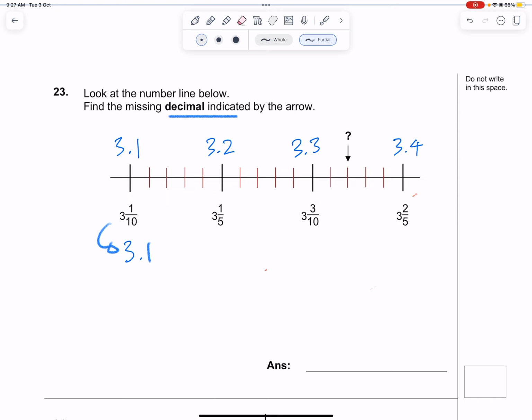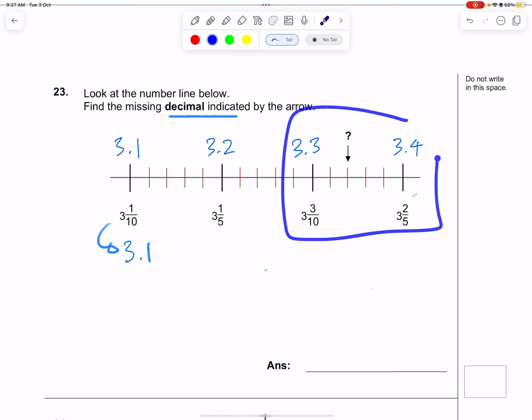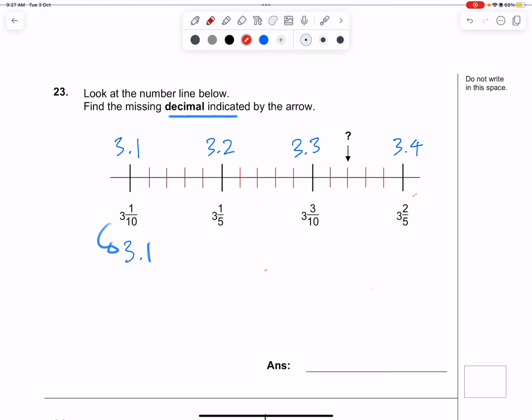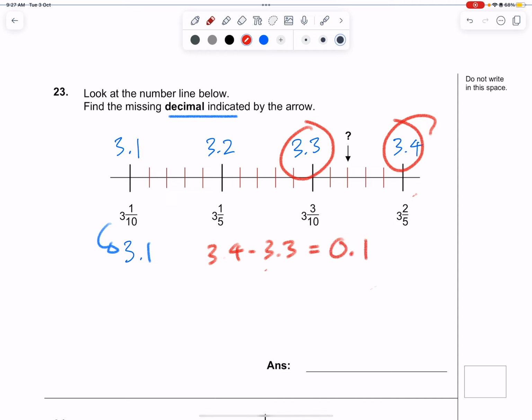Now that you have figured out the decimal values above, you can calculate this very easily. The first thing is you will take 3.4 minus 3.3. So your answer would be 3.4 minus 3.3. Answer is 0.1. So what does it mean? That means from here to here is 0.1.